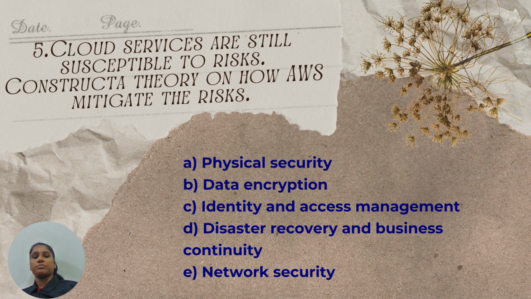Second one is data encryption. Amazon Web Service offers a number of encryption choices, including the ability to encrypt both data in transit and data at rest. The third one is identity and access management. Users can regulate access to their resources with the help of AWS strong Identity and Access Management, which is IAM features.